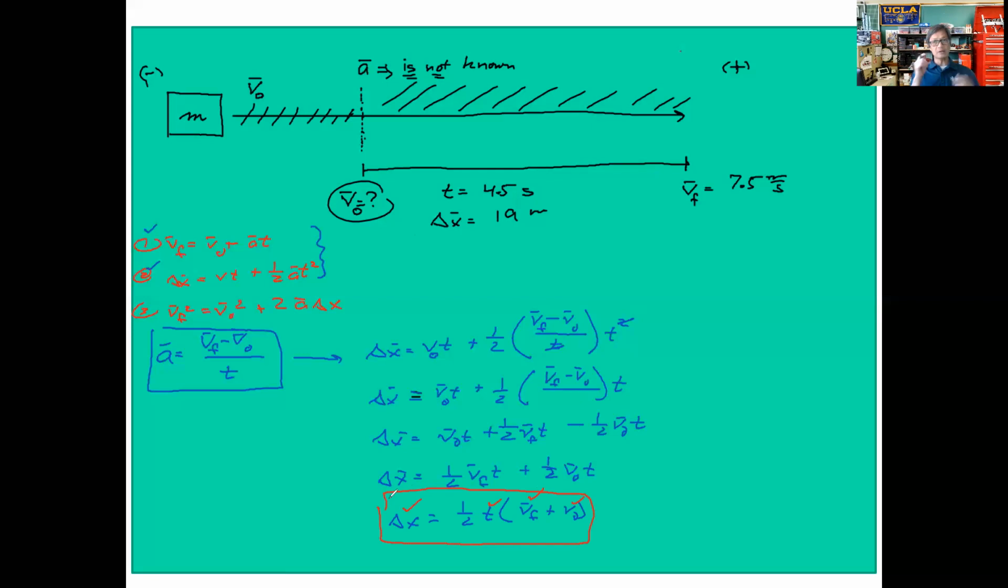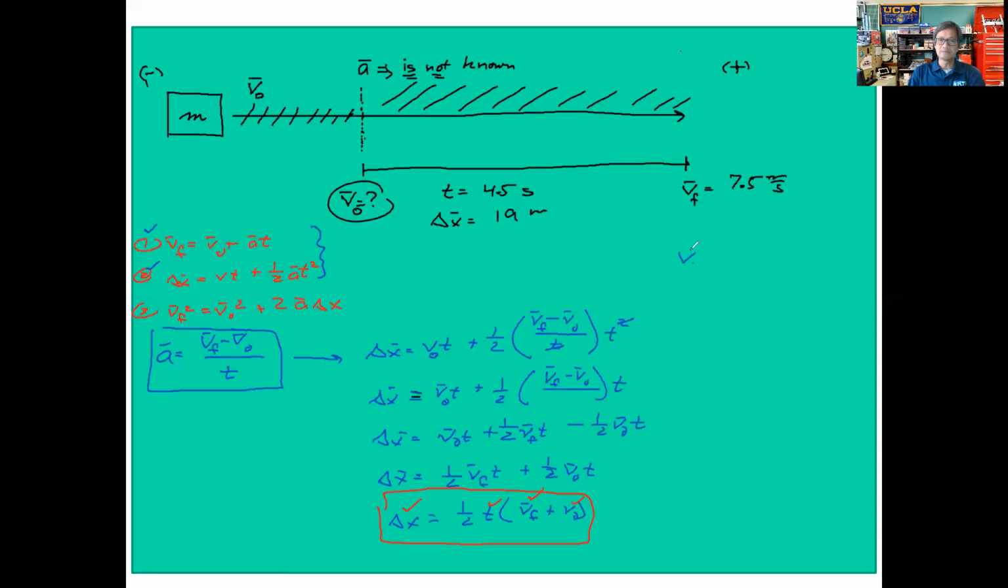Now we're not quite done with this equation yet. We want to rearrange it because we don't want to solve for delta x here. We want to solve for v initial. So I'm going to go ahead and write that down. I would like you to go ahead and solve for it. I want you to be able to do it.